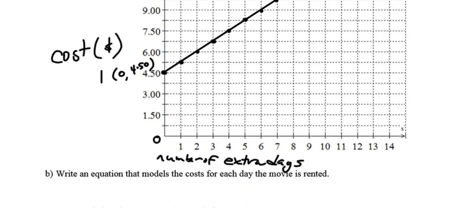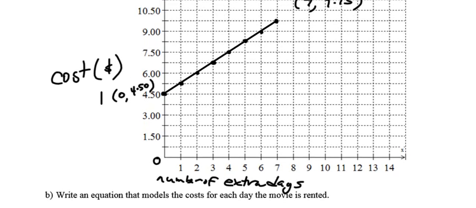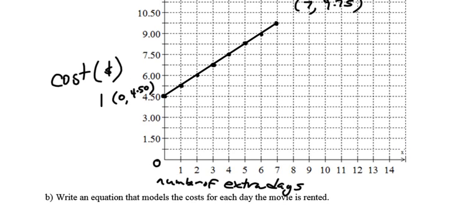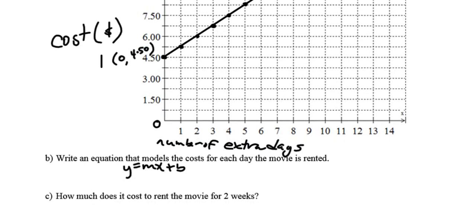Part B says write an equation that models the costs for each day the movie is rented. Well, I'm going to say y equals mx plus b, and my y-intercept is 450, and my slope was going up by 75 cents every time, right? So that's going to be y equals 0.75x plus 450.